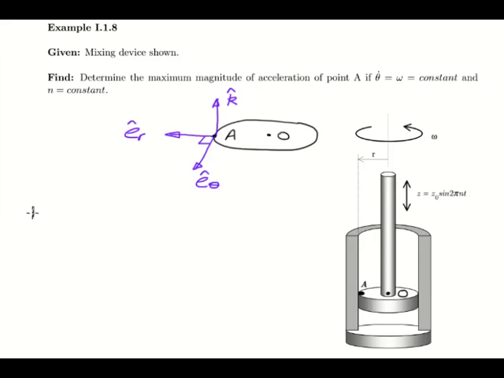So what we have here is R, we know, is a constant. The radius of that disk is a constant, so therefore R dot and R double dot are both equal to 0. Theta dot, which is omega, is a constant. So that says that theta double dot is 0.